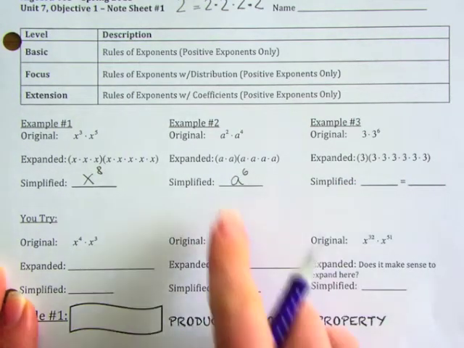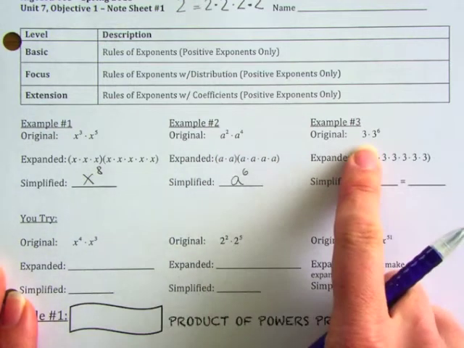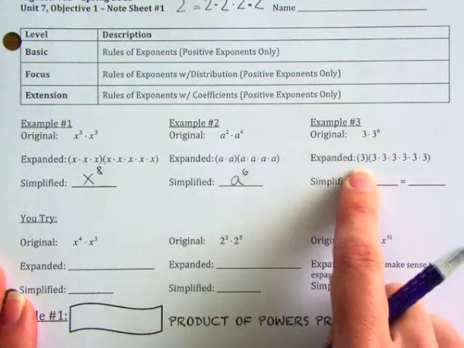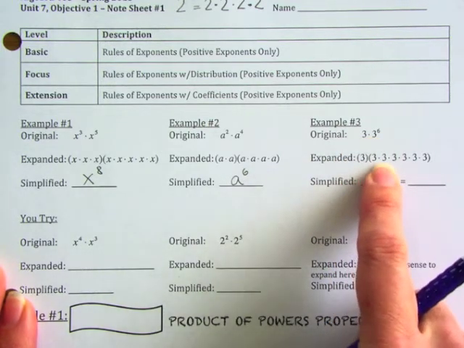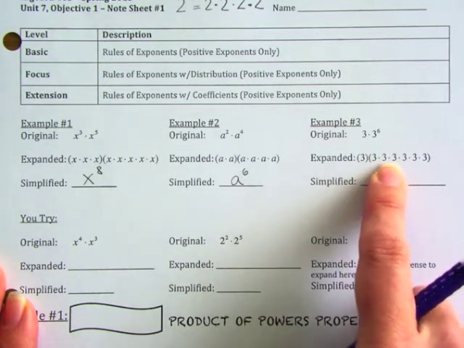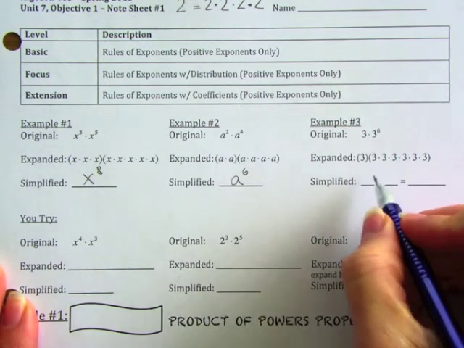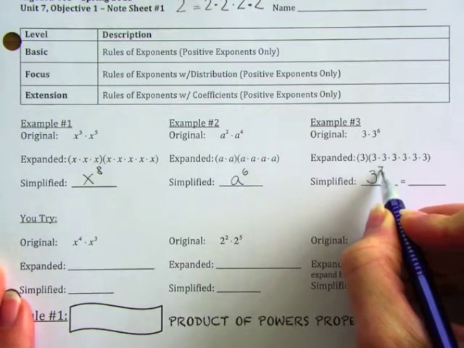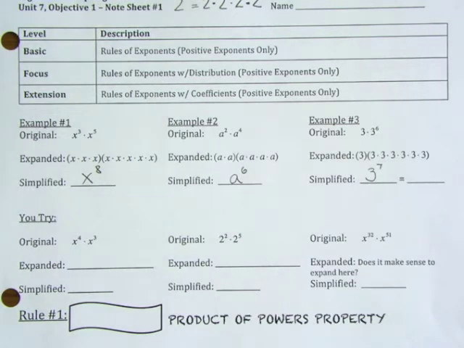Okay, let's look at it when the base is not a variable. Instead, it's an actual value. It's a number that we can work with. Here, it's 3 times 3 to the 6th. So 3 is just 3. 3 to the 6th means I have 6 3's multiplied together. Again, multiplying those together means I have 7 3's. So we get 3 to the 7th.